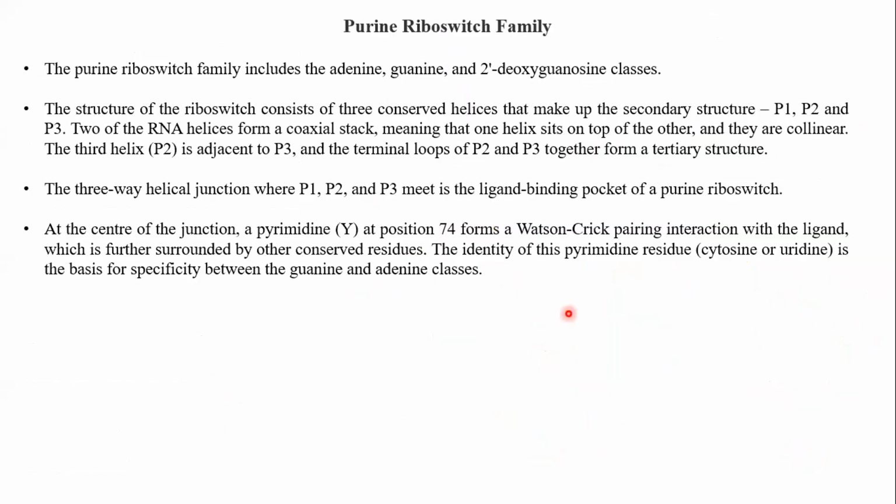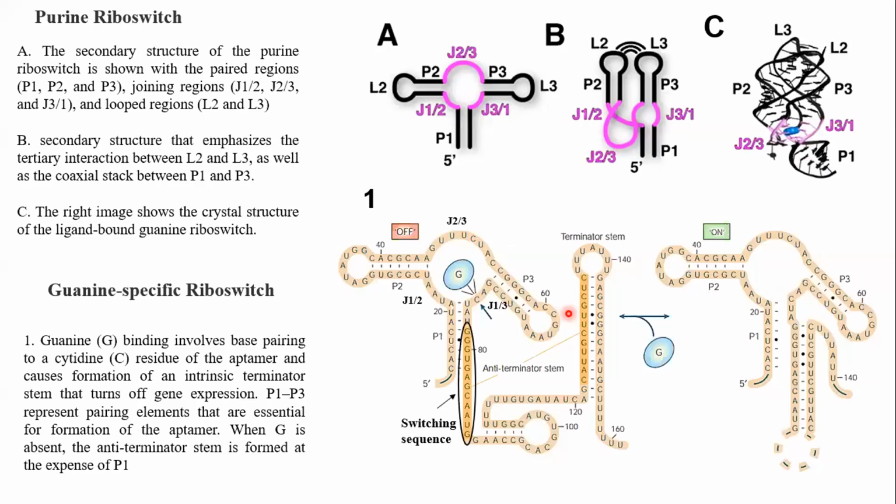Now the last point is for the guanine riboswitch. Here, the lower diagram is of the guanine-specific riboswitch. So here you can see this is a guanine nitrogen base, which is bound to this region formed by P1, P2, and P3. This P1, P2, and P3 form this cavity-like structure into which this guanine has been bound.